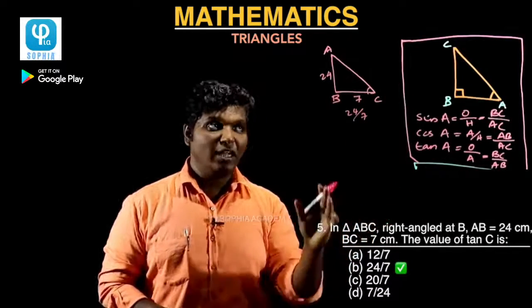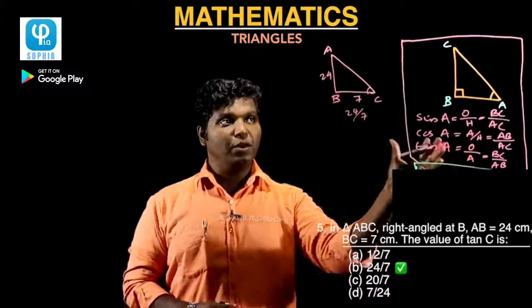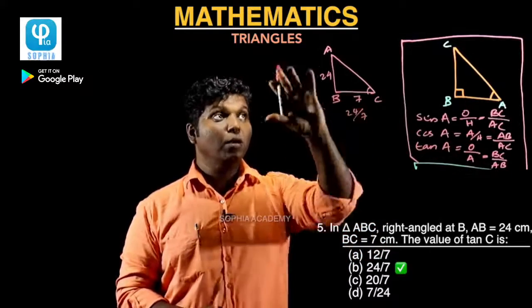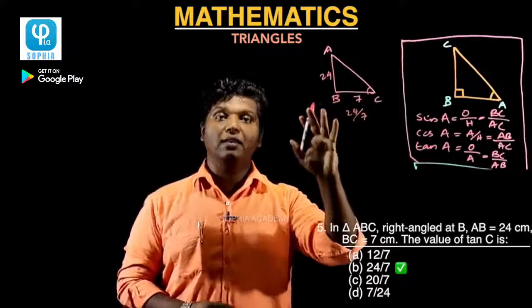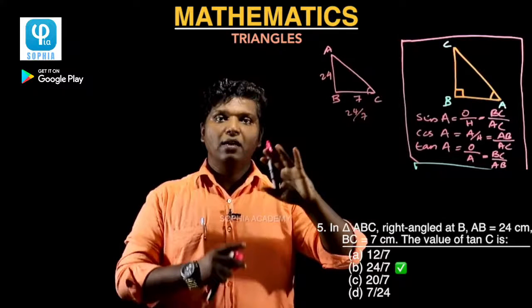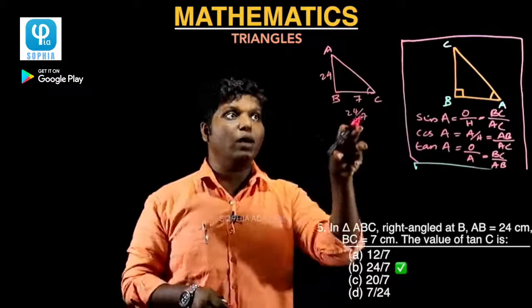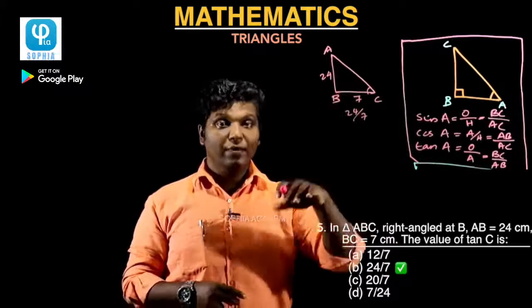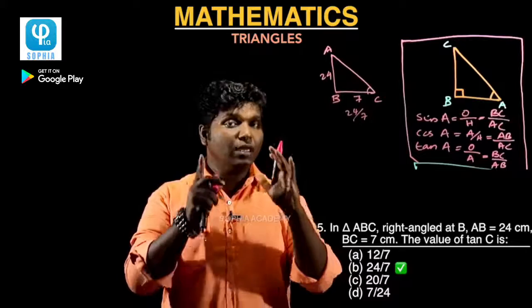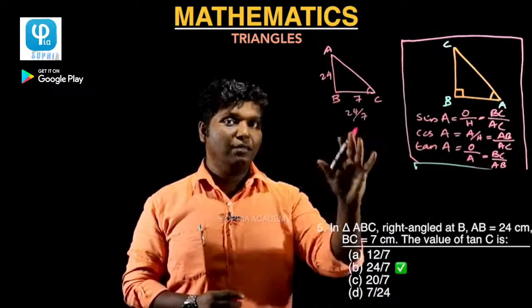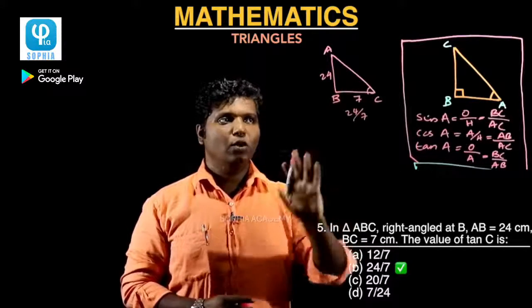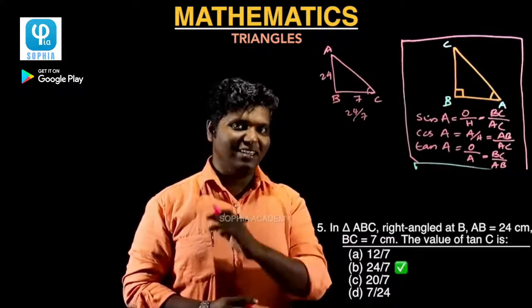That's the answer. So actually, if you know these equations, just straightforward drop it down. But initially you have to draw the figure, and when you're drawing the figure, you can understand very clearly where it is, what it is, which is the opposite side, which is the adjacent side. So the figure gives a clear-cut idea behind this one. Okay, so the option 24 by 7 is the right answer.